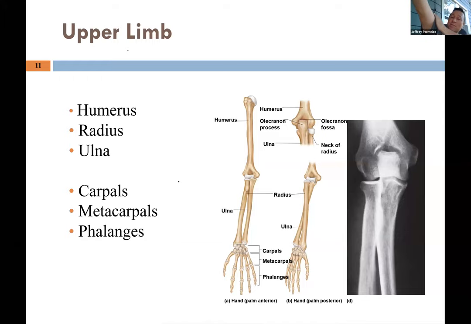And so you guys know your humerus, your radius, your ulna, your carpals, metacarpals, phalanges. So let's take a look at them. They're all right here, right? So you have a single bone, paired bones, a whole bunch of little bones, and then in your hand.